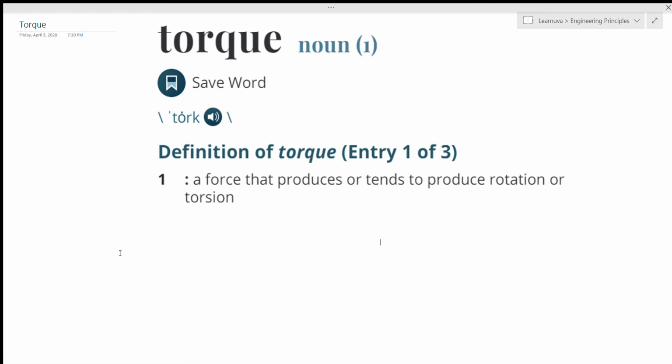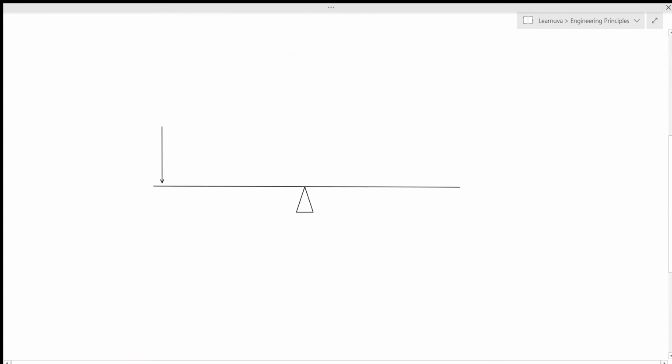Today we are covering torque. So what exactly is torque? Torque is a force that produces or tends to produce rotation or torsion, according to Webster Dictionary. That definition doesn't really tell us a lot, so let's look at an example of torque.